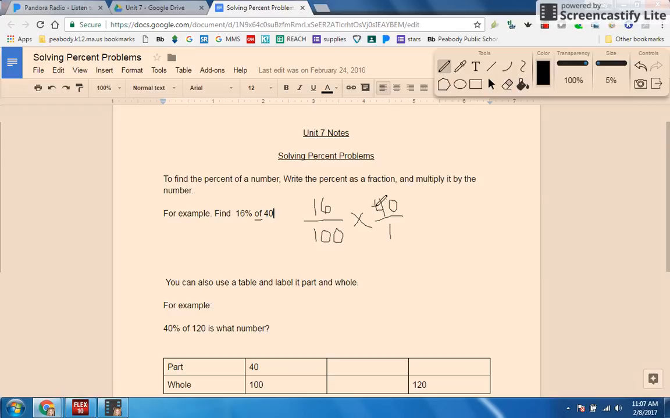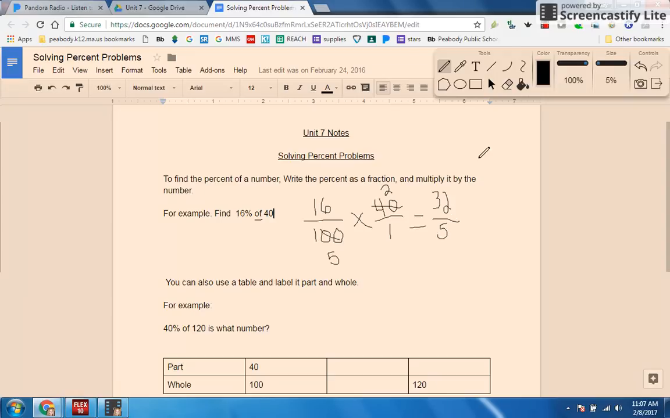So now I want to cross cancel. I can actually divide these both by 20. So 40 divided by 20 is 2. 100 divided by 20 is 5. Now I'm going to multiply across. So 16 times 2 is 32. And 5 times 1 is 5. So this is in simplest form.